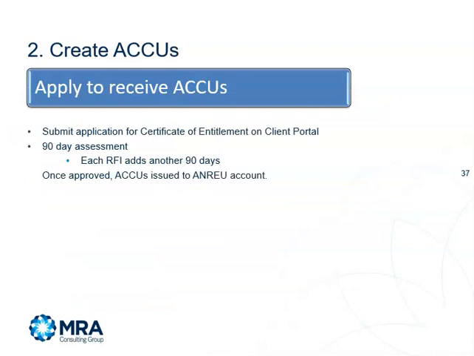Once you've completed your offsets report and any applicable audits, you can submit an application for a certificate of entitlement for ACCUs generated from the reporting period. Like registration, it can take up to 90 days for the regulator to approve, and each request for information adds another 90 days to the assessment timeframe. Once the application has been approved, the CER will issue ACCUs into the proponent's ANREU account.